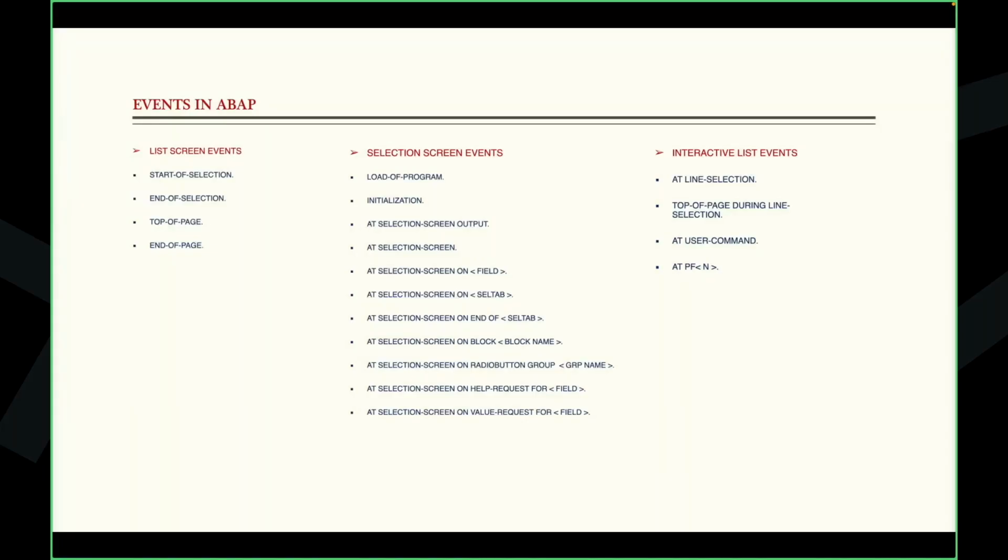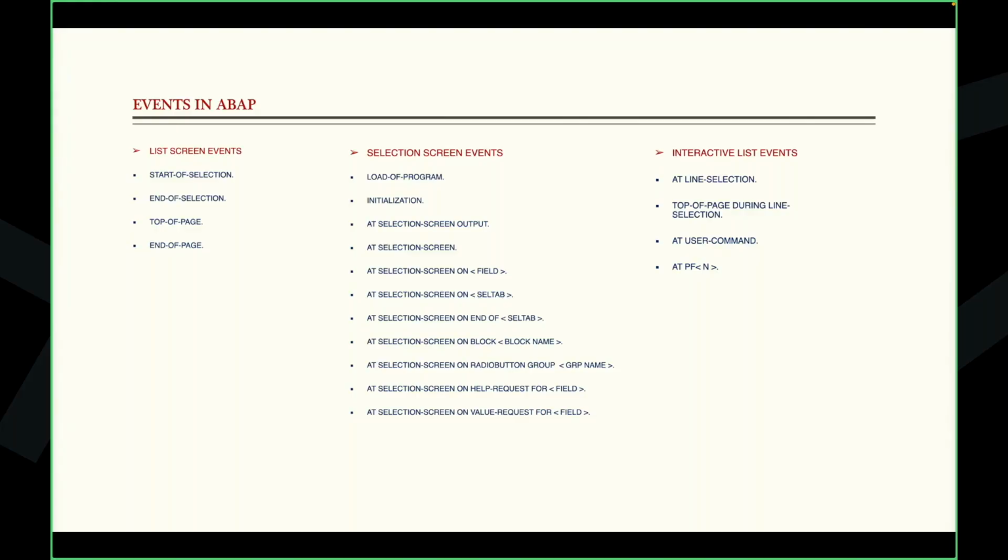So here, if you can see, events are divided into three categories. One is selection screen events, which is nothing but the input screen. We are generating an input screen where the user enters inputs, right? So these are the input screen related events. And list screen events is nothing but the output screen. So once the user enters input and executes, output will be coming, right?